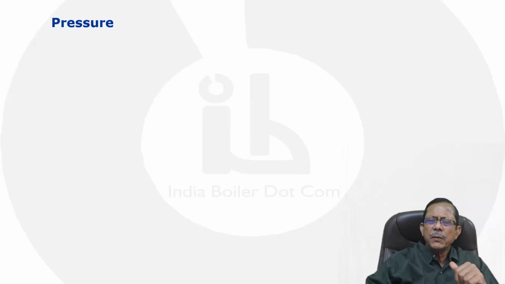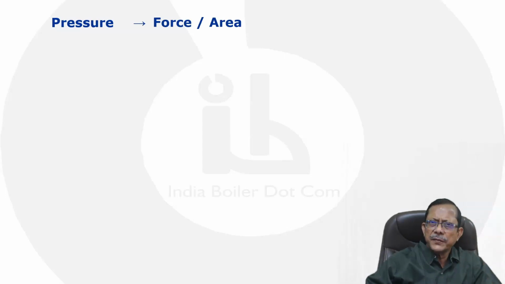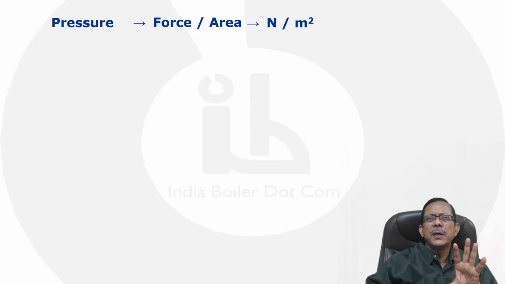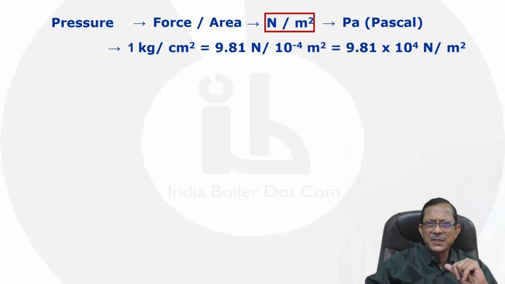Pressure unit, what is pressure? Pressure is force upon area. Now if you see the force unit in SI, it will be Newton, and the area will be meter square, right? So Newton per meter square will be the unit of pressure in SI unit. Again, Newton per meter square we do not use. We use it as Pascal, right?